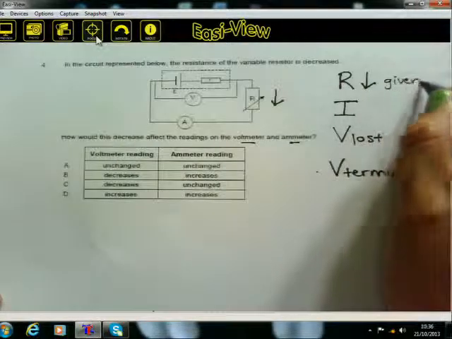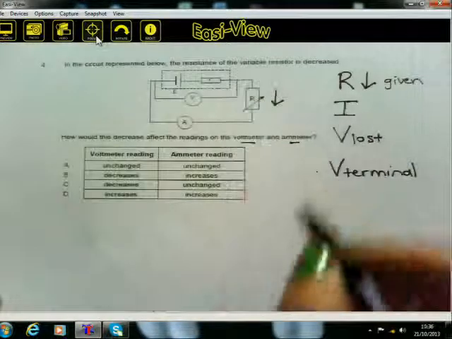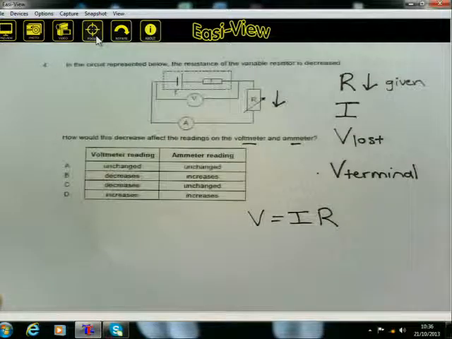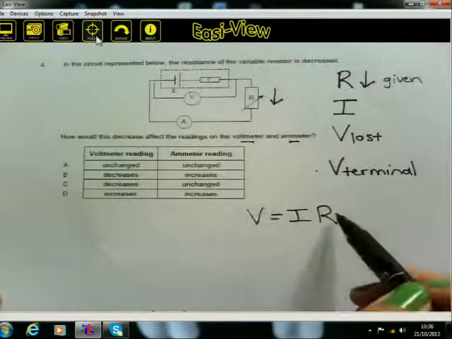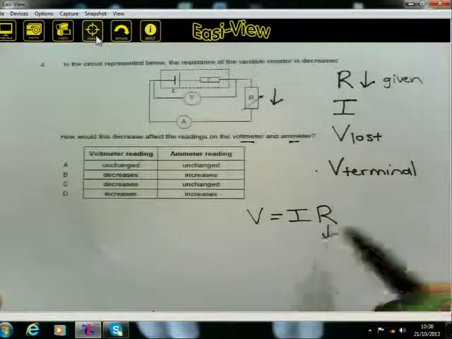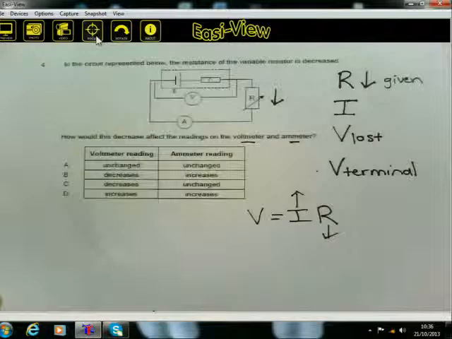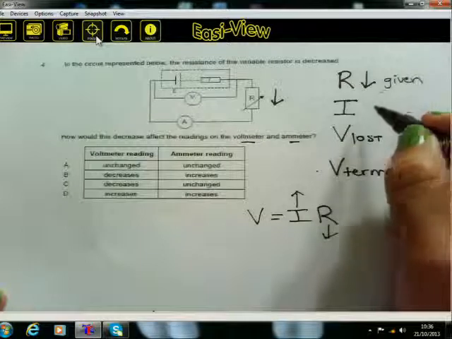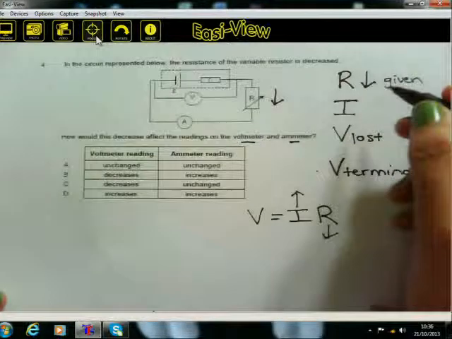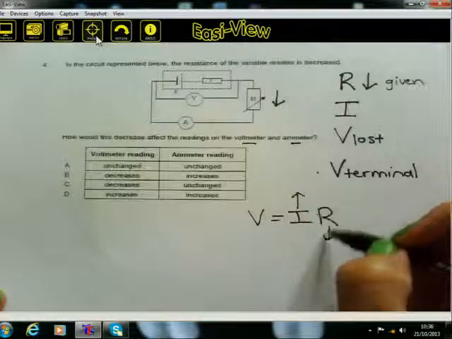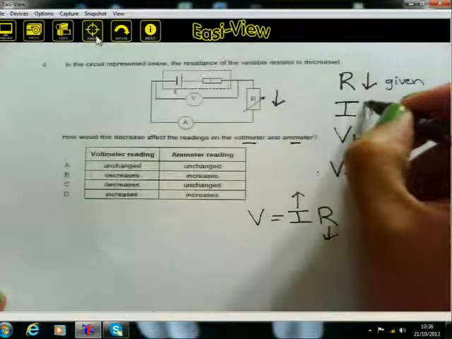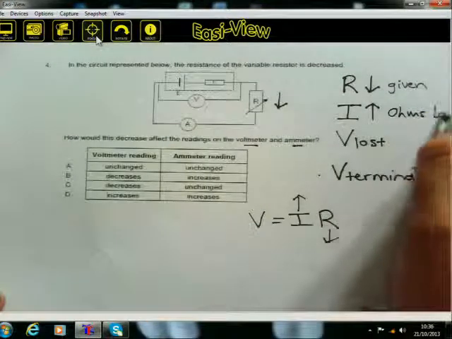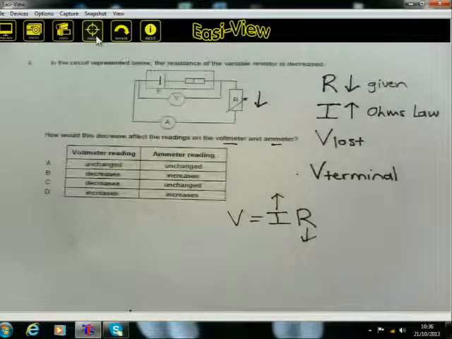Now, from Ohm's law, V equals I times R. So from this expression, we can see that when R is being decreased, I increases. They are inversely proportional. That's the word, inversely proportional. So when R is being decreased, I increases from Ohm's law. I'm going to write here Ohm's law. You're going to use Ohm's law to see that.